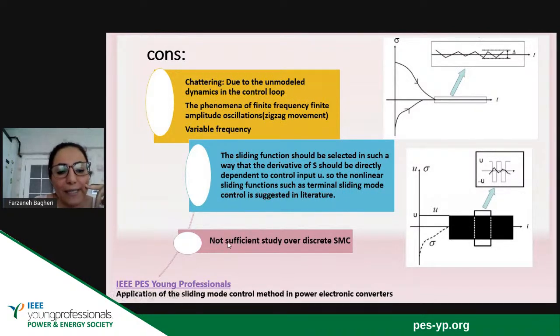The third disadvantage is that most of the studies that we are doing right now are based on continuous sliding mode control. And as you know, right now we are using digital systems, and we like to work experimentally on these power electronic converters. We are using digital systems, so we need to have sufficient studies on discrete sliding mode control, and it can also be a future work.